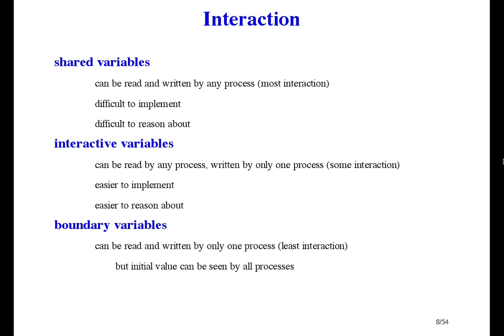Boundary variables provide the least interaction. They can be read and written by only one process. But their initial value can be seen by all processes, so that's a tiny bit of interaction. They are the easiest to implement and reason about. Boundary variables are the only kind we have had so far.